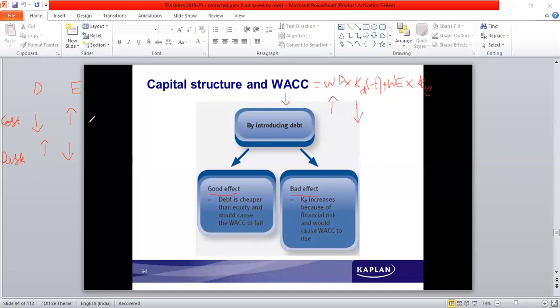The equity shareholders start expecting a higher return. So because of the financial risk, KE increases. Why would KE increase? They see that the firm risk is increasing. Why is the risk increasing? Because debt is employed. Because debt is employed, risk is increasing. Because risk is increasing, it is only an expectation.